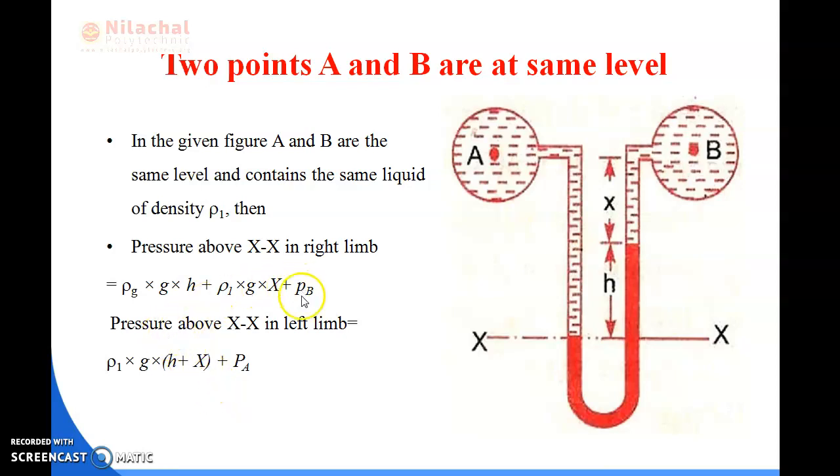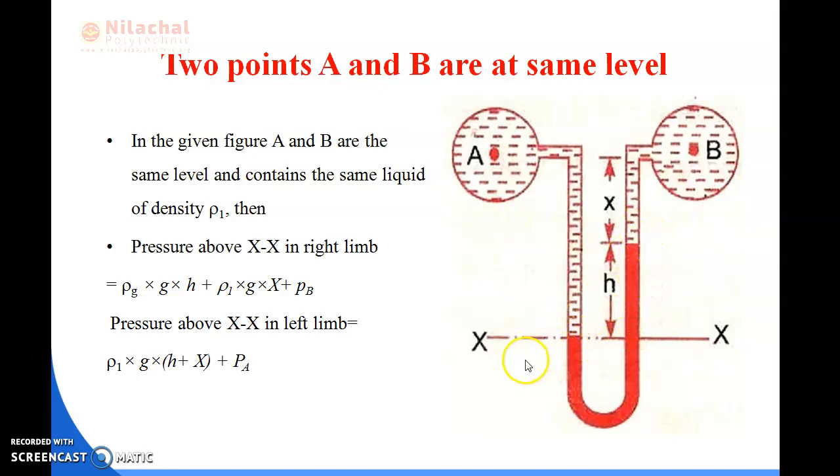Now you are going to the second case: points A and B are at the same level. In the given figure, A and B are at the same level and contain the same liquid, that is rho 1. So first you will calculate the pressure above the bottom line in the right limb.